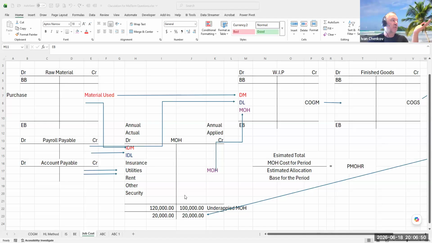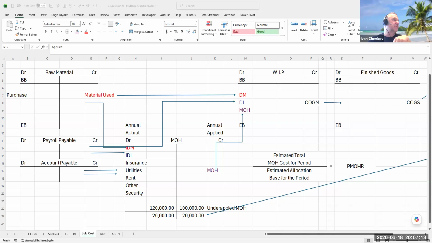So you have to compare the actual cost with the cost that has been applied. So you're going to compare actual versus applied. Once you do that, it's going to ask you again to prepare the cost of goods manufactured statement. So you have to do the cost of goods manufactured statement twice.